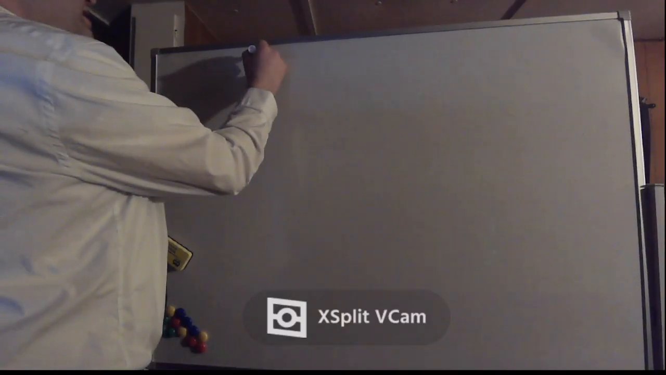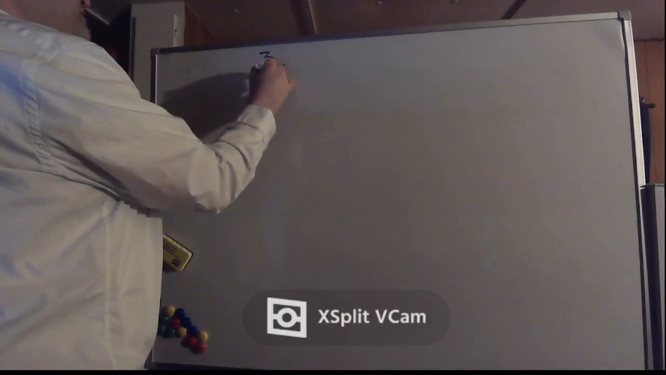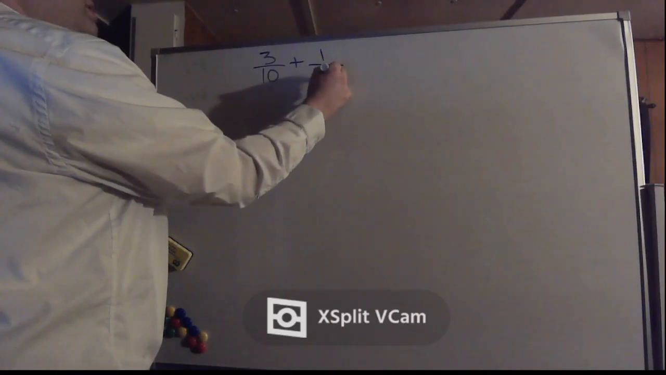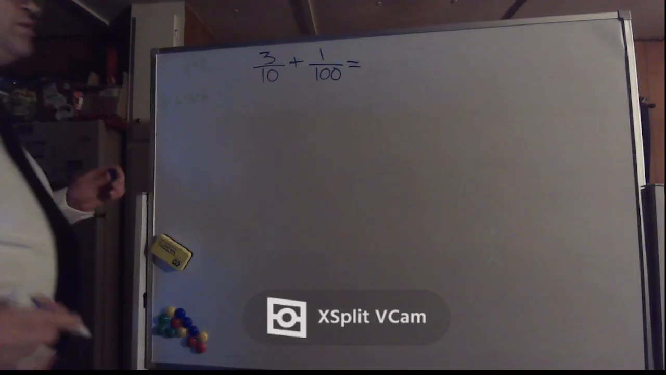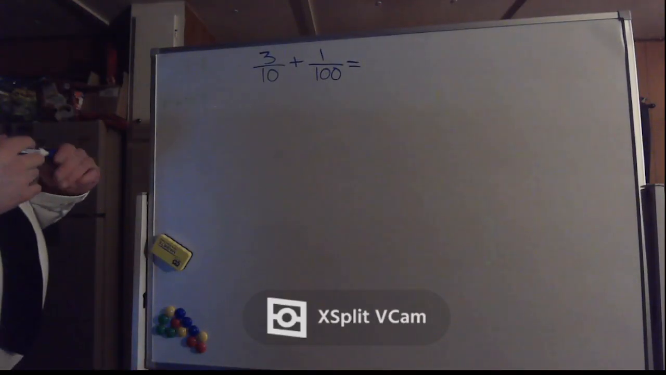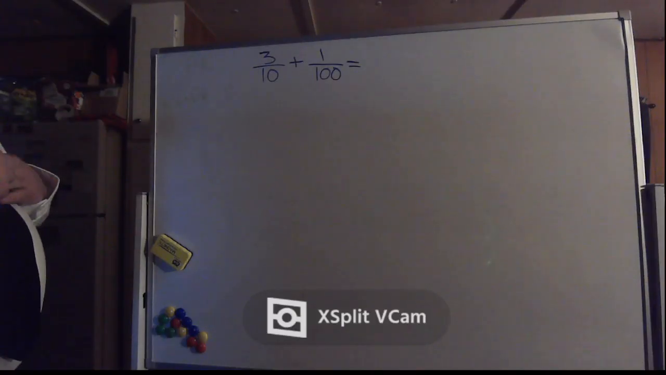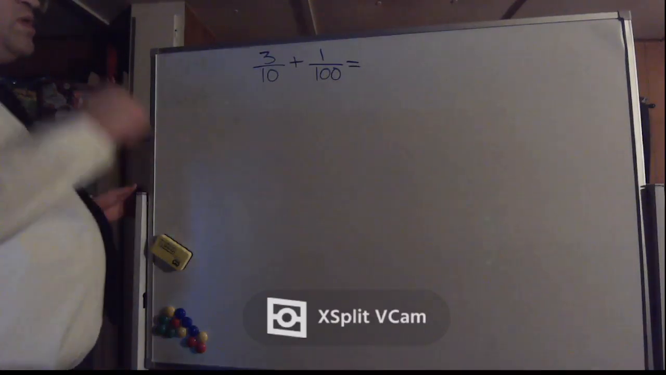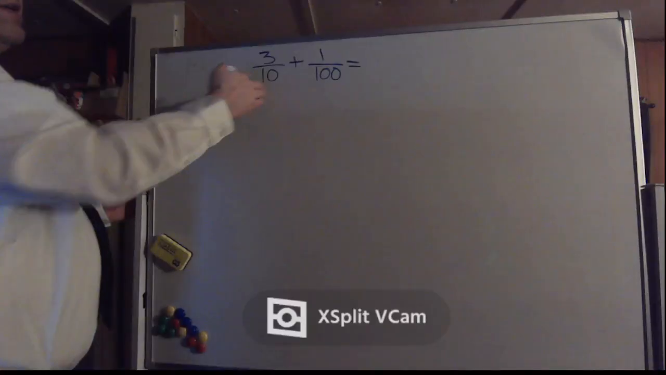Alright, we have 3/10 plus 1/100th. So how are we going to solve that one? Well, we see 10 is in fact a factor of 100, so we can use 100 as our least common denominator. So we need to turn that 10 denominator into 100.